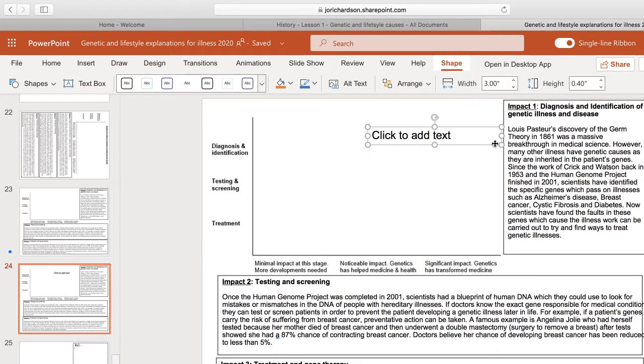So I might put down in my one that it is a significant impact. It's a graph, so I'm going to put an X here. My X and Y axes line up here, so significant impact, diagnosis and identification, I've put here. Then I'm going to say significant because, I'm just going to move it up so you can see.